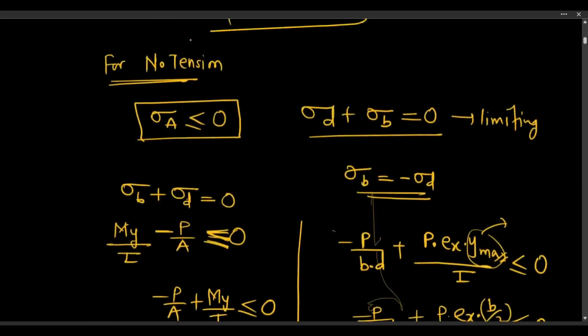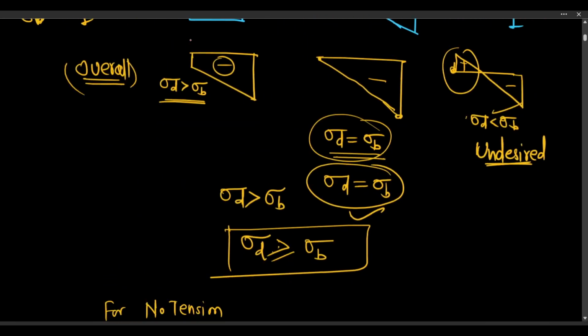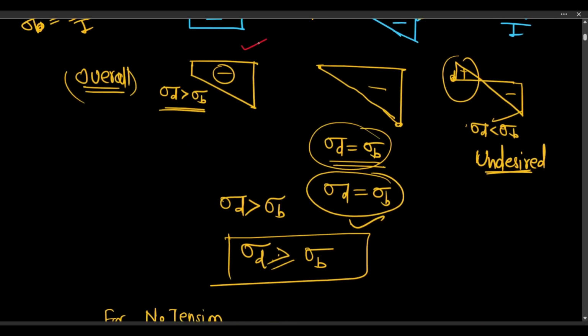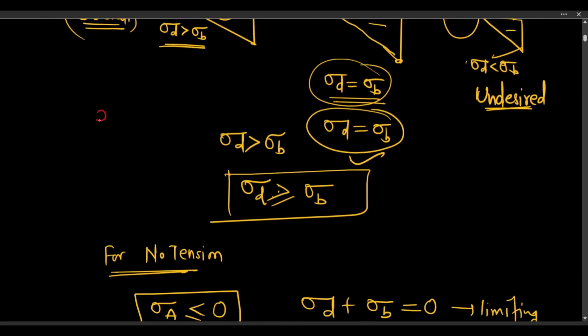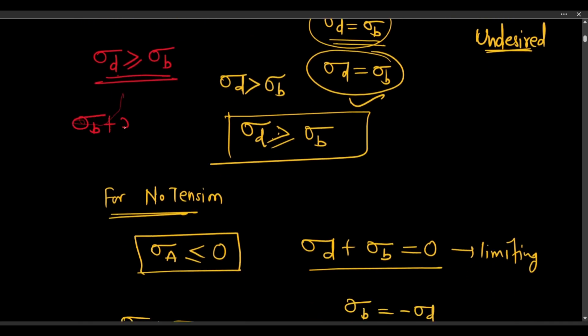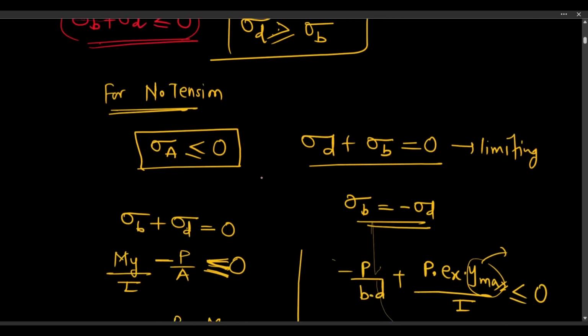For uniaxial eccentricity, the most important thing that we should understand is these two diagrams, and our direct stress should be greater than or equal to the bending stress. I mean to say, bending stress plus direct stress, and we know direct stress has a negative value, so bending stress plus direct stress should be less than or equal to 0, and due to which we can prove it.